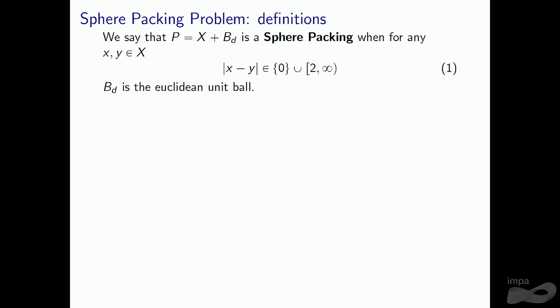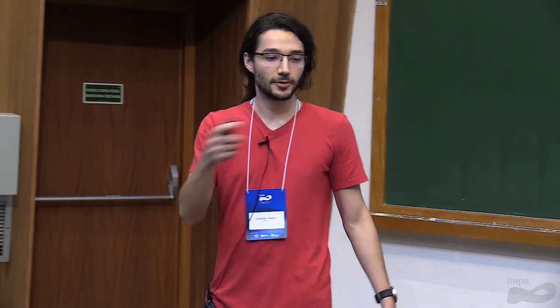So formally speaking, a sphere packing P is denoted by X plus B^d. B^d is the Euclidean unit ball, and X will be your set of centers, the centers of the spheres, and you ask the following condition. For any 2 centers, you ask that their distance either is 0 or is at least 2. So this is saying that your balls can at most touch on the boundary. You cannot have an intersection with non-empty interior.